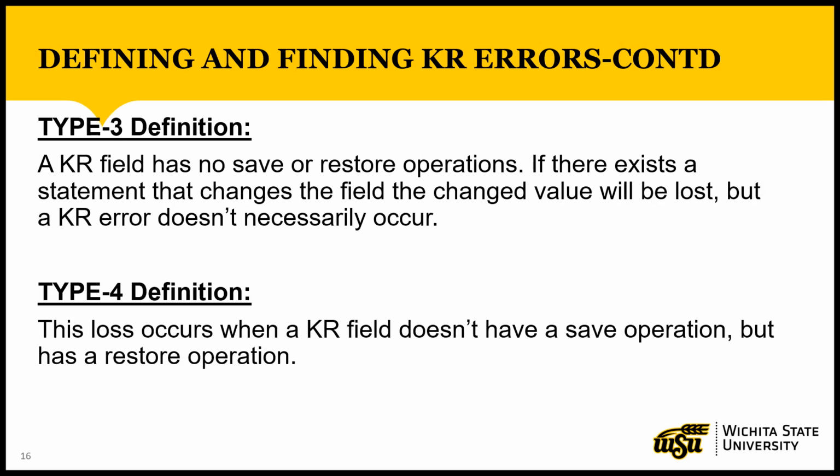Type 3. A KR field has no save and restore operations. If there exists a statement that changes the field, the changed value will be lost, but a KR error does not necessarily occur. For example, when a post-restart application state is not data or control dependent upon this field, there is no data loss from the change due to either a save or a restore method. Type 4. This loss occurs when a KR field does not have a save operation, but has a restore operation. If the KR field is restored and then changed, we infer that it should have been saved.